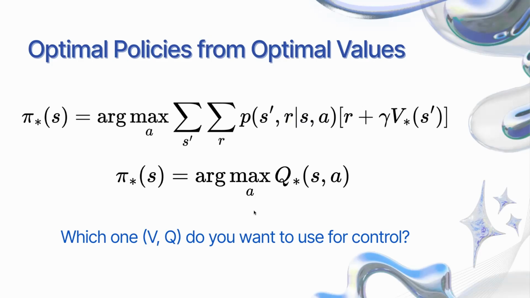But one question I want you to think about is, which one would you prefer? There are two possible value functions you're going to learn here, V and Q. And there are two ways of getting the optimal policy. Which one would you use? Keep that question in the back of your mind.